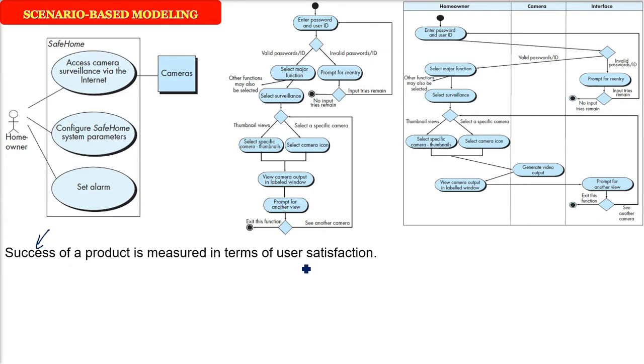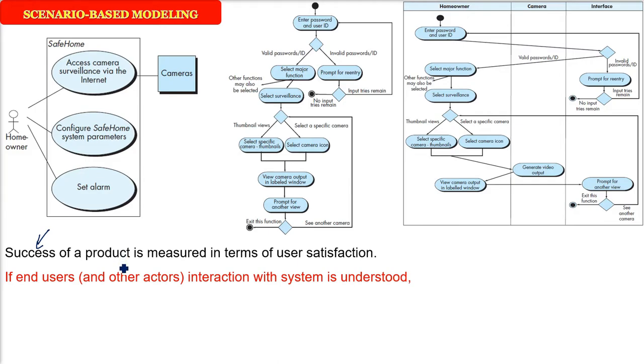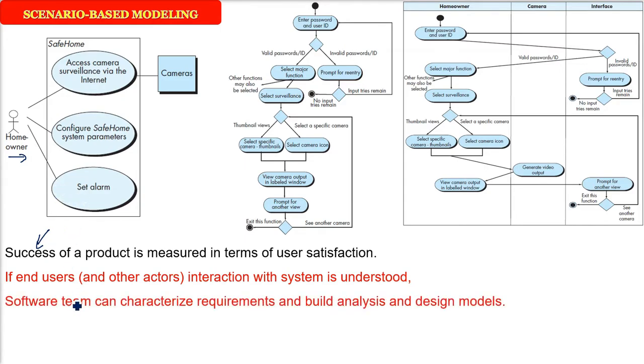The success of any product is measured in terms of quality, that is, user satisfaction. If it is well understood how the actors, the end users, or the people who are going to interact with the system, interact with it, the software team can easily characterize and prioritize the requirements, and on the basis of these they can build the analysis and design model.